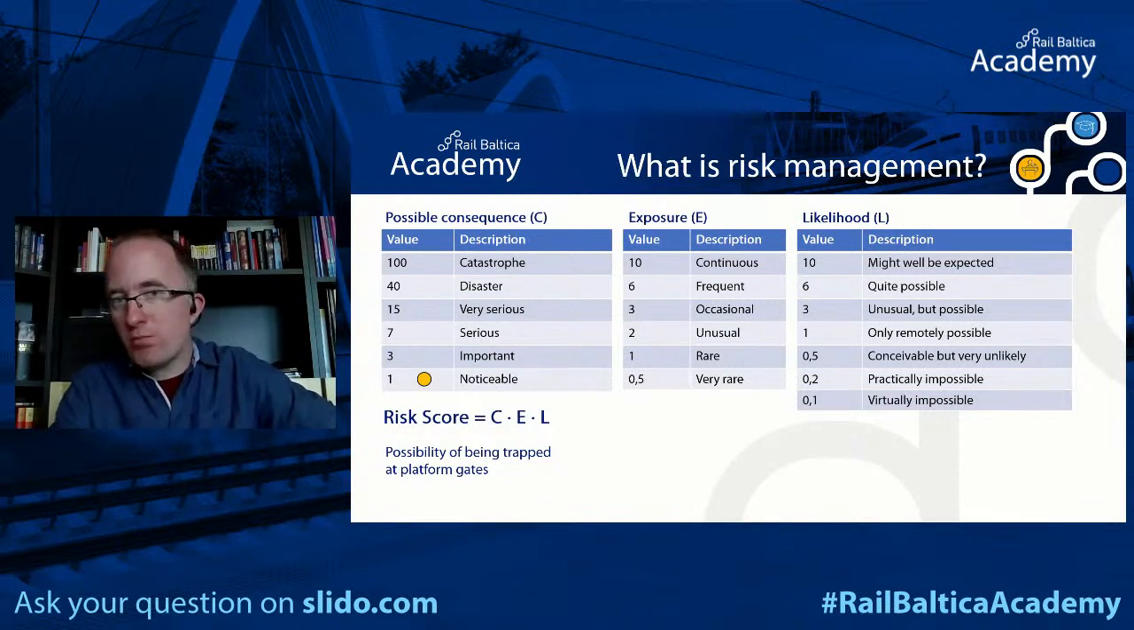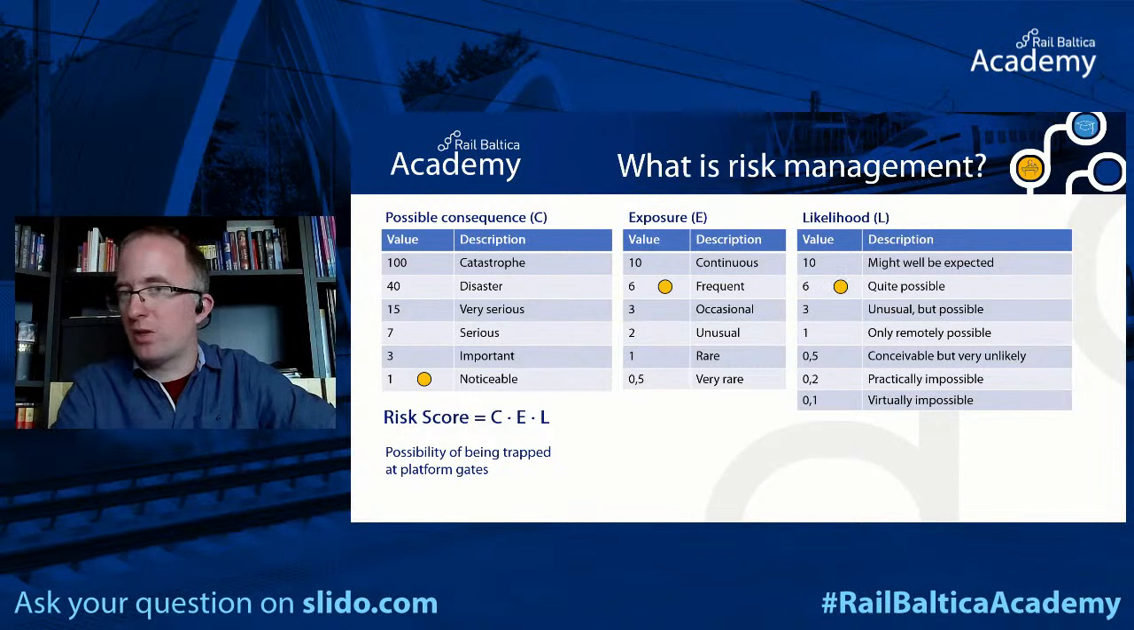The exposure is not continuous, but it will be frequent. Many times a day on each of the stations, such platform gates will close. And the likelihood, I would say, quite possible. Perhaps not all the passengers will be trapped, perhaps not all the times, but it is quite possible that the situation will happen. And if we multiply those, we will get 36.